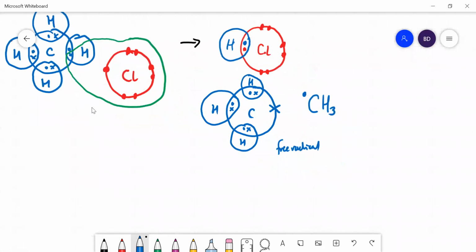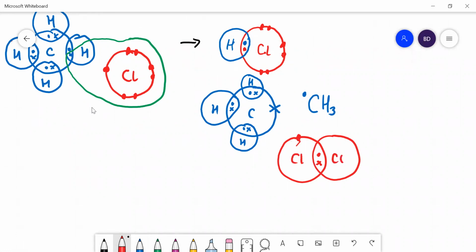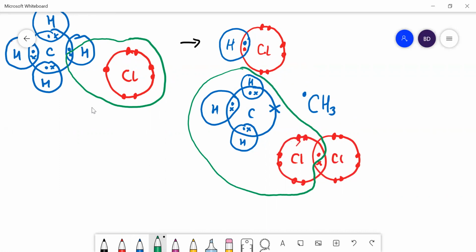Okay, so this thing is now going to be very reactive, and it's going to want to react with, and it will react with a chlorine. Okay, so what happens with that now is, I draw a chlorine. So this is a diatomic chlorine. That will then, right, so this free radical is going to grab hold of the chlorine, and it will take that electron there, this one here, it will take it to form a bond.